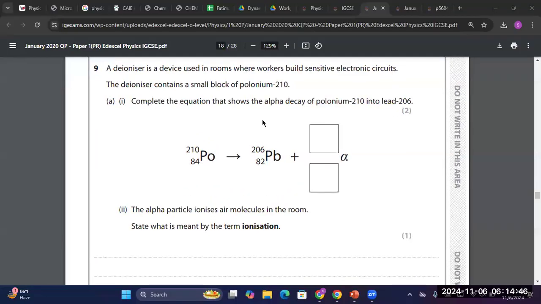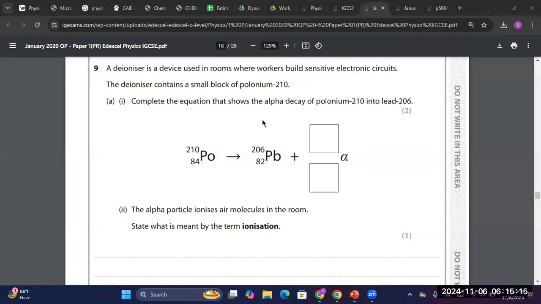All right, so our question says a deionizer is a device used in rooms where workers build sensitive electronic circuits. A deionizer contains a small block of polonium 210. Complete the equation that shows the alpha decay of polonium 210 into lead 206. You just have to complete the equation. So, what numbers should I write down?